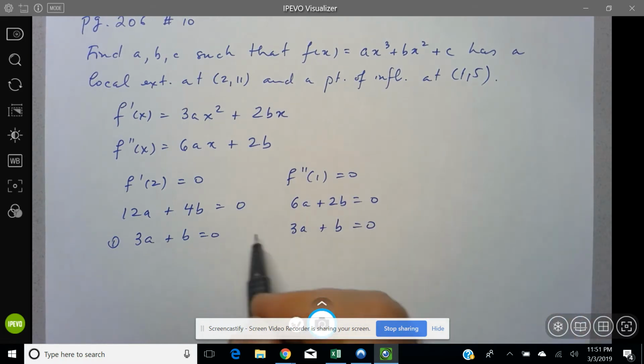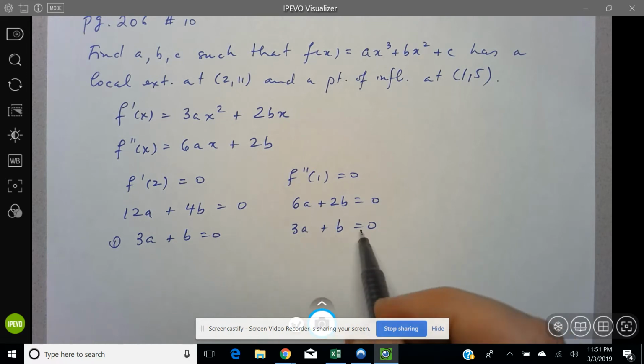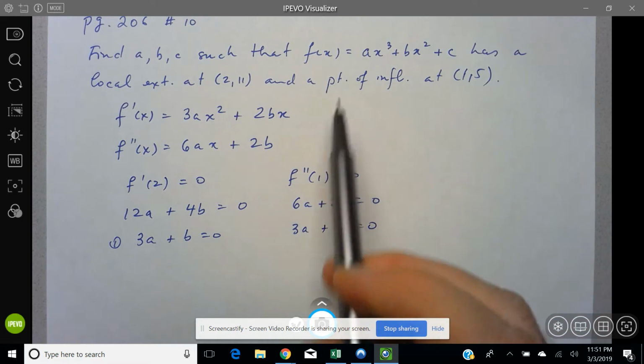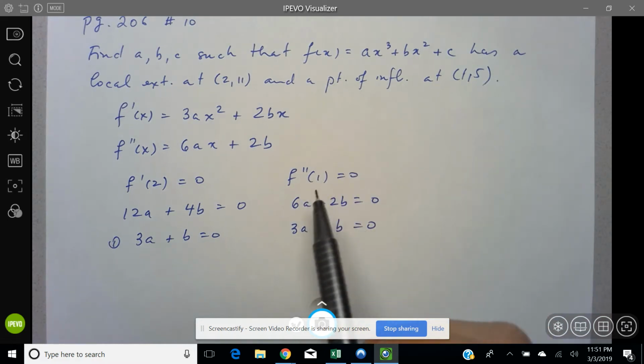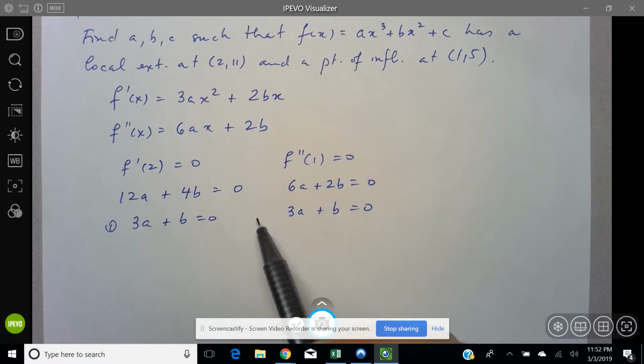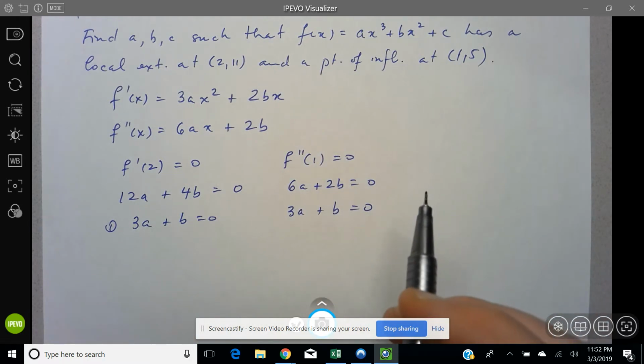But when I look at this, I see it's the exact same information as the original one that we did with the first derivative. So this adds nothing new. Okay, but remember we said we had three unknowns with four pieces of information. It just turns out that two of those pieces of information gave us the same equation. So luckily, we still have the fact that (2, 11) and (1, 5) are points on this curve.